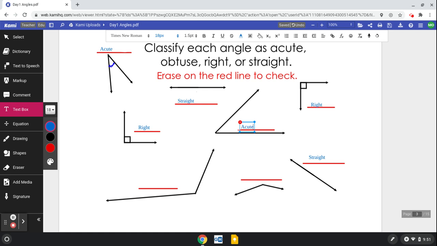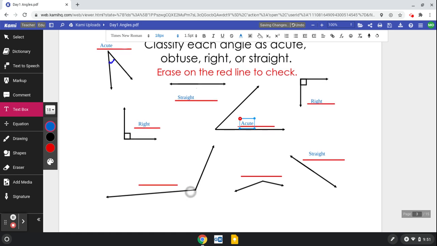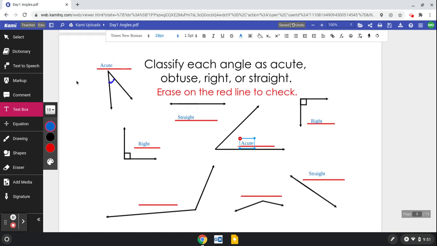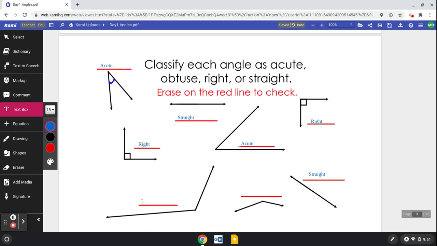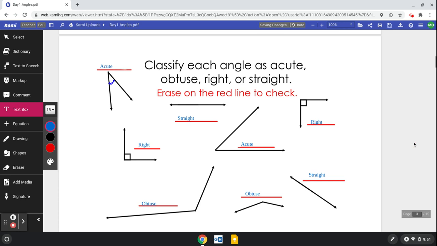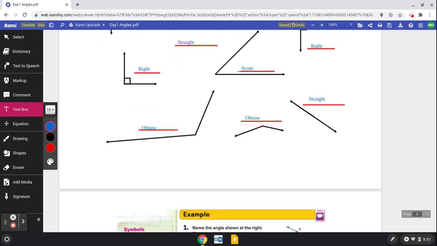Now, something that's going to be bigger than 90 degrees, but not quite a straight line, that is where we get our obtuse angles from. Okay, and same with this one. Obtuse. So those are your 4 different types of angles that we know of about their measurement. And that's classifying them by what type of measurement the angle is.